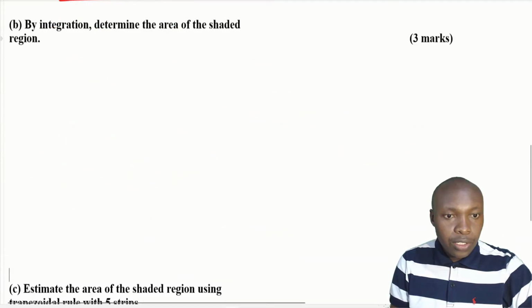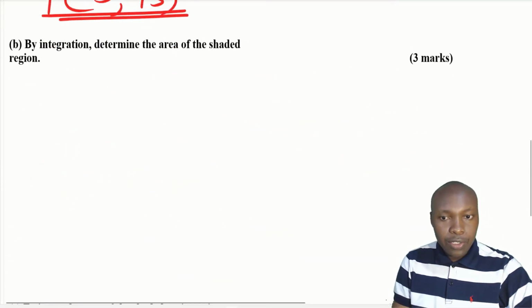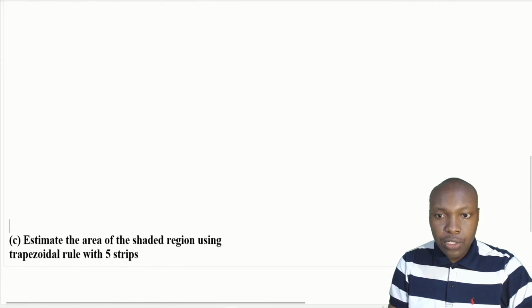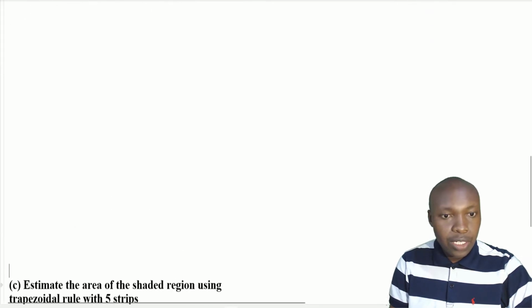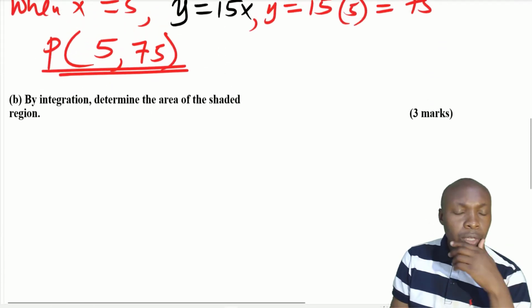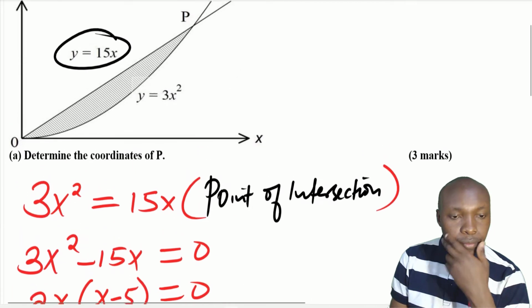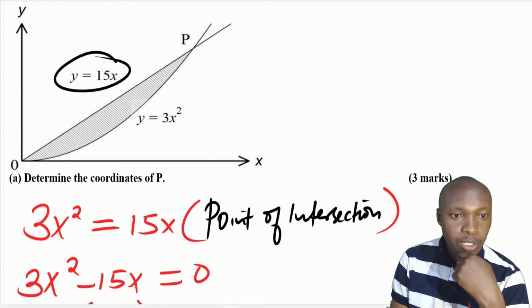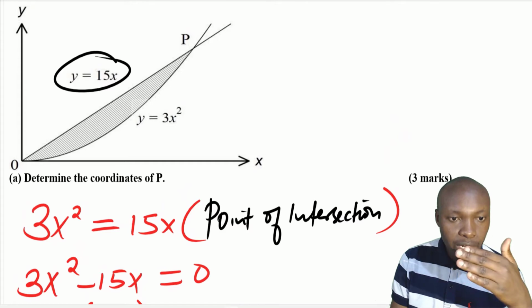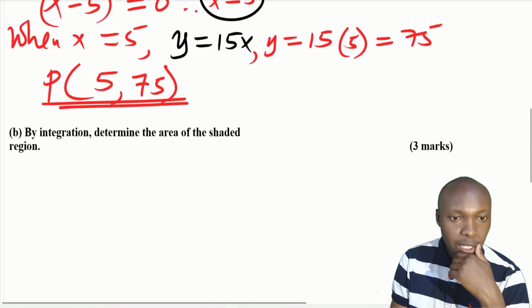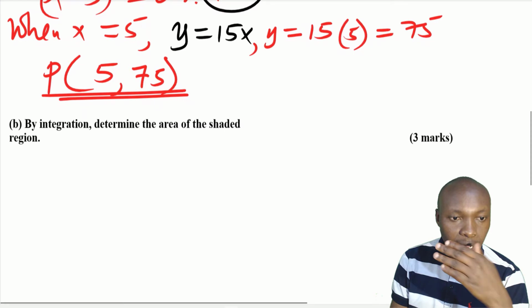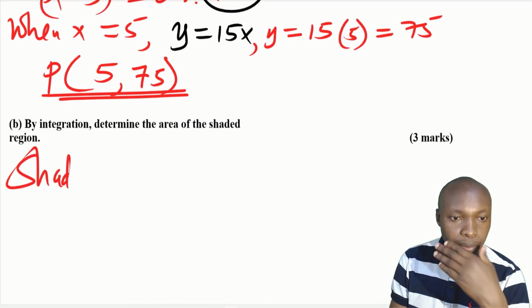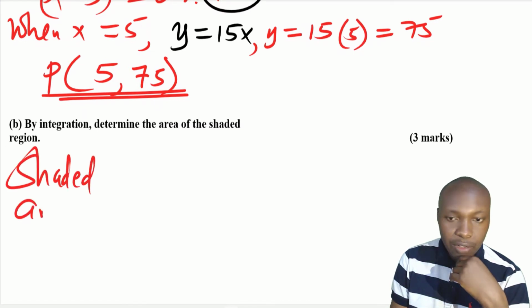By integration, determine the area of the shaded region. By use of the integration method, find the area of the shaded region. To get the shaded area, we shall integrate the curve that is above, that is y = 15x, and that will give the area under that curve. Then we subtract the area under the curve that is below. When we subtract that, it will give us the area of the shaded region.